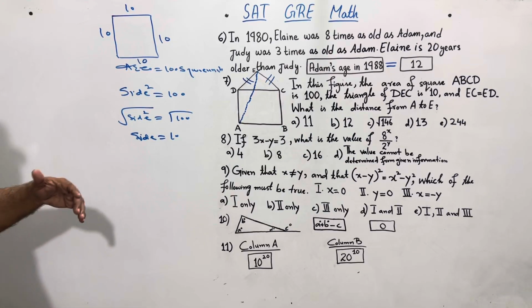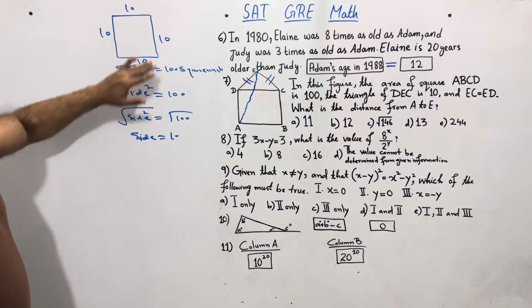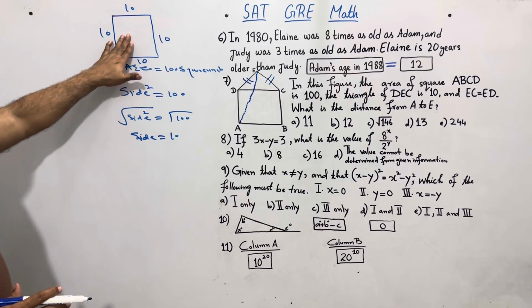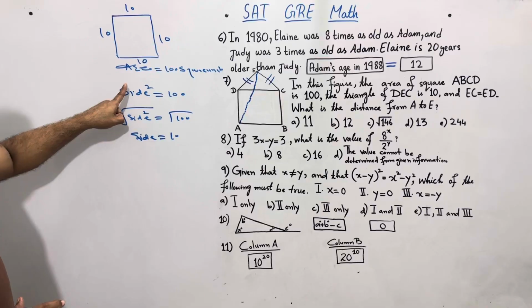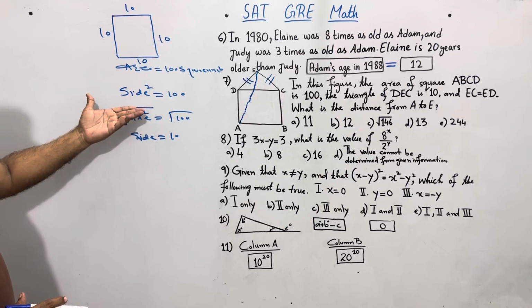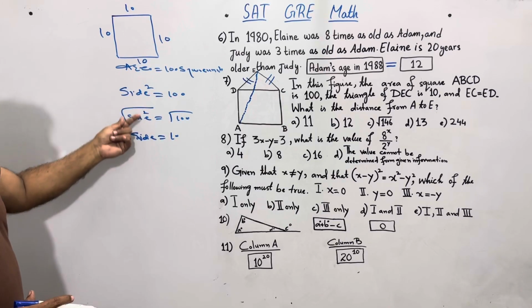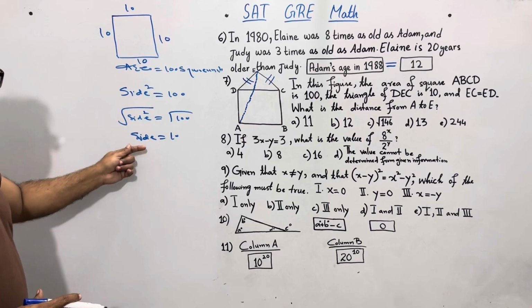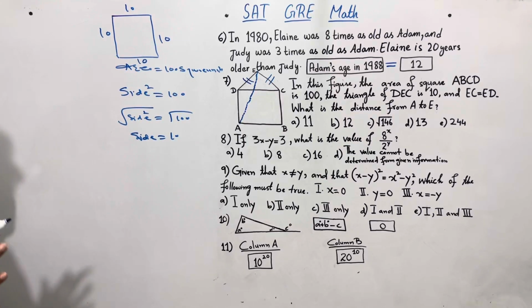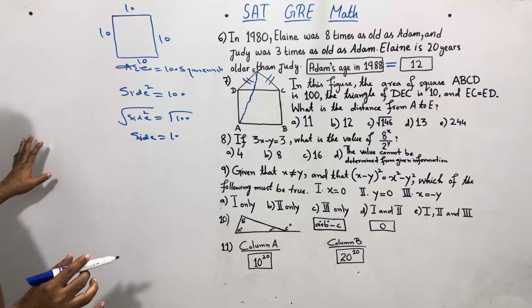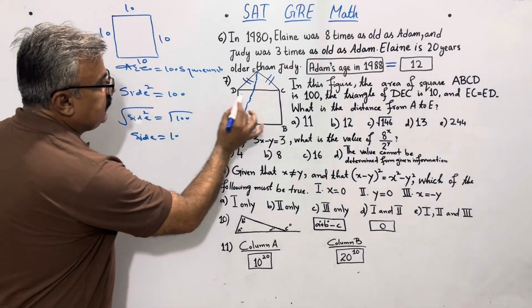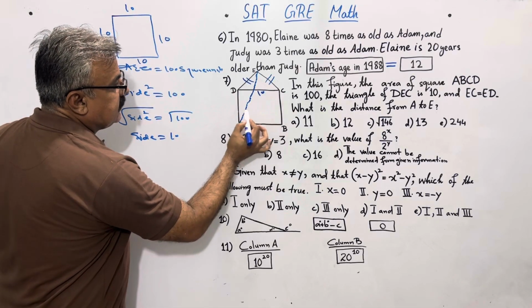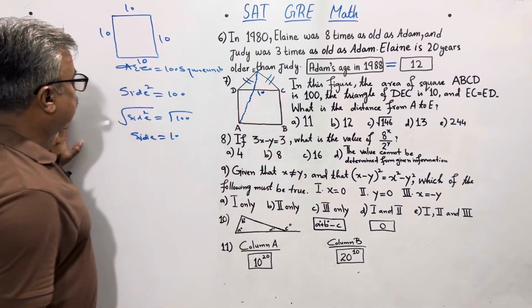We have utilized the fact that the area of the square is 100 square units. Side squared, or some people write x squared, is equal to 100. So taking square root, side is equal to 10. So this DC is also 10.